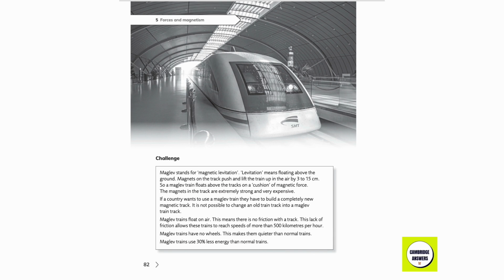Maglev trains float on air, which means there is no friction with the track. This lack of friction allows these trains to reach speeds of more than 500 kilometers per hour. Maglev trains have no wheels. This makes them quieter than normal trains. Maglev trains use 30% less energy than normal trains.